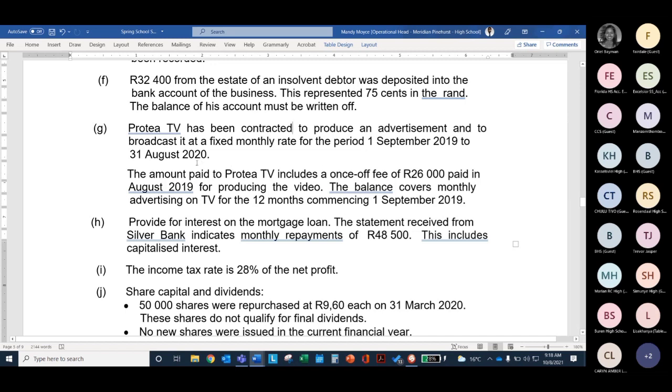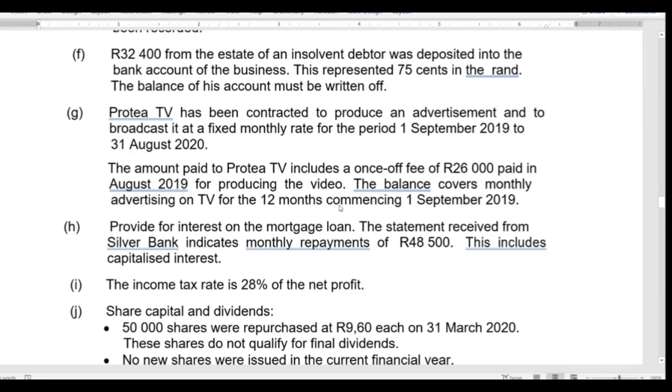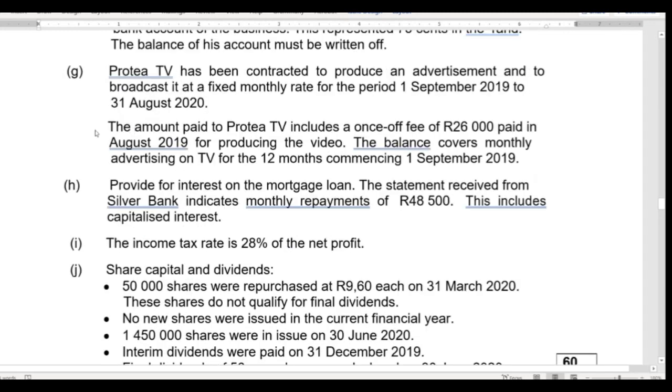Okay, so you can already see there's overlap because our year ends in June 2020. So what comes to mind? What comes to mind when you read this transaction? Can someone put it in the chat, please? When you read certain information, your brain is working and saying, oh, okay, my year ends in June. They're talking about August, so it must be prepaid expense.